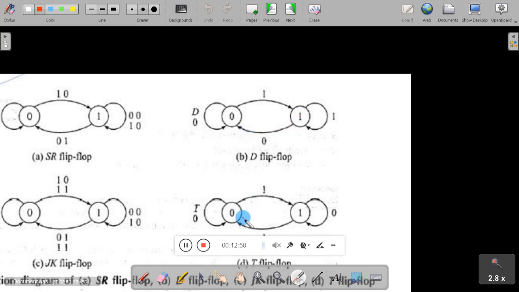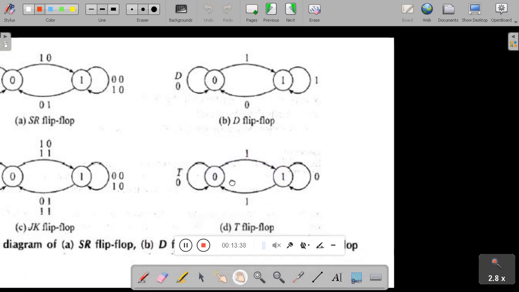So the next flip-flop is T, that is a toggle. So here also we will consider two states, 0 and 1. If it is in 0 state and if T is 0, it will remain in that state only. And to move to state 1, the value of T should be 1. If T is 1, it will move to the state 1.